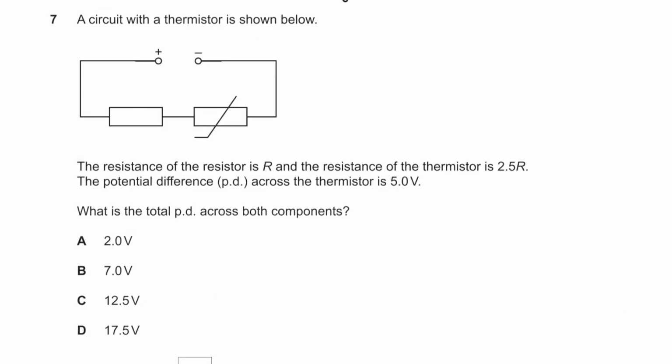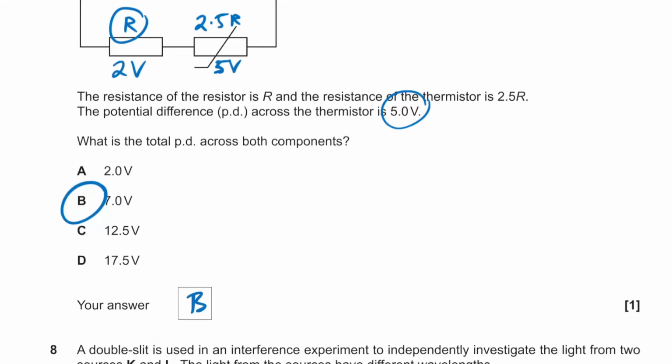7, thermistor. Okay. So the resistance of the resistor is R, and this is 2.5 R, right? So 2.5 times bigger. The PD across the thermistor is 5. Oh, what's the total PD across both components? Okay, fine. So potential divider, greater resistance, greater share of the voltage, and so therefore, because this is 2.5 times less, that means that this is going to be 2 volts here. 5 divided by 2.5 gives us 2 volts. So therefore, altogether, it's going to be 7 volts.